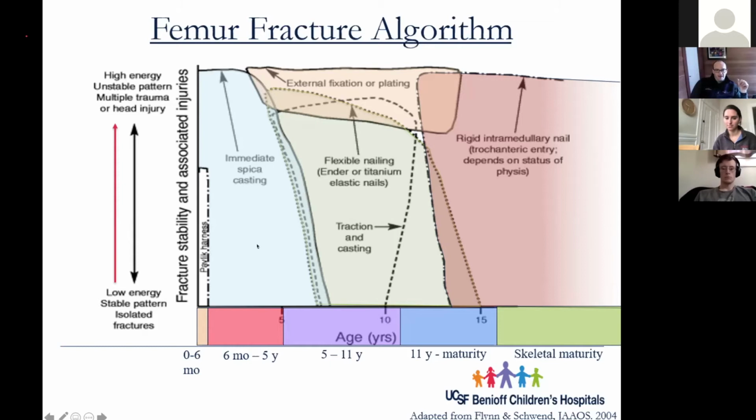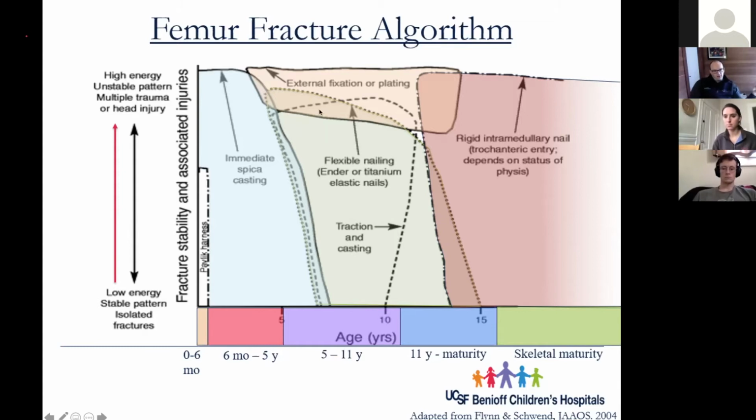So that's usually our mainstay of treatment, but that starts to overlap a little bit as we get farther along. At 5 to 11 years, like Charlie said, you start to get more surgical options. Even though the spica cast goes on in the operating room, there's no incision, there's no implant. In high energy injuries and multiply injured patients, external fixation is always a category that you can use.